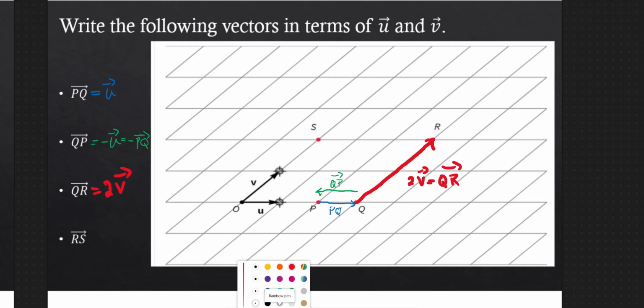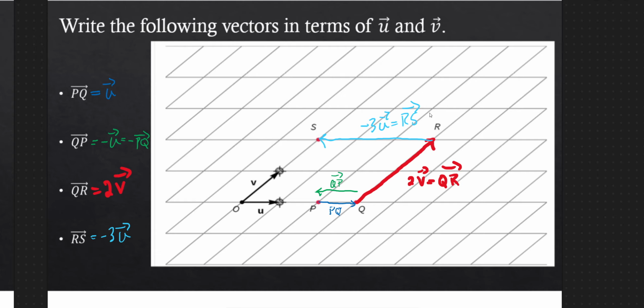And let's see, one more, RS. Let me find a different color here. What have I not used? Let's use this sort of light blue here. So RS is this vector coming this way. Let's see, I'm going 1, 2, 3 over to the left. u just goes 1 to the right. So this is going to be negative 3u. And that's RS.